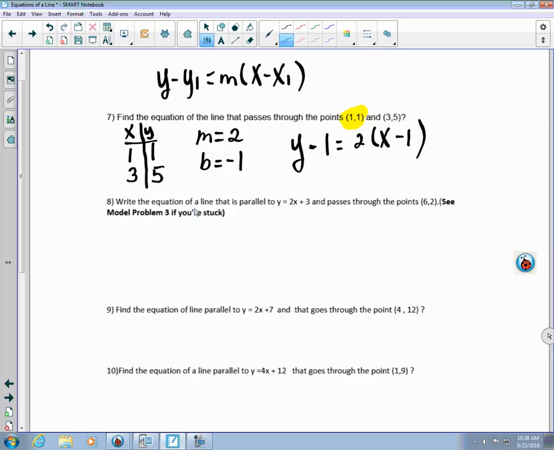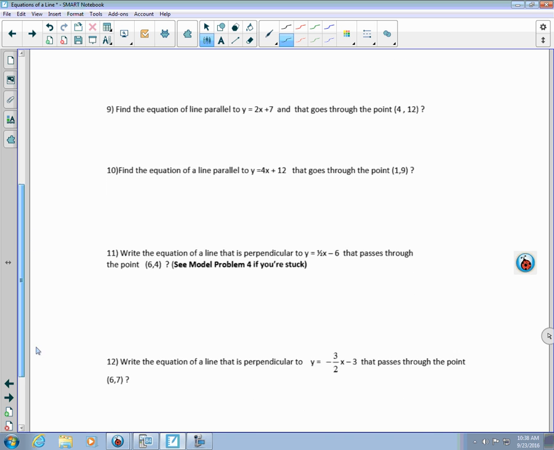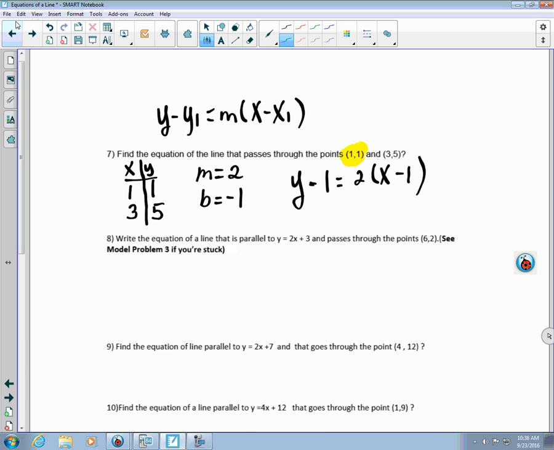All right, we're not going to do parallel. We will do that, but we're going to do that on Monday, so we don't need to worry about that.